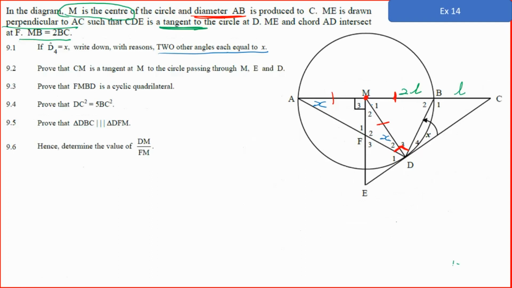Remember, we got AM is equal to MD. That's your radii. But your reason will be there: angles opposite equal radii. Okay, let me give you some time to think about 9.2 because that's a proof question.